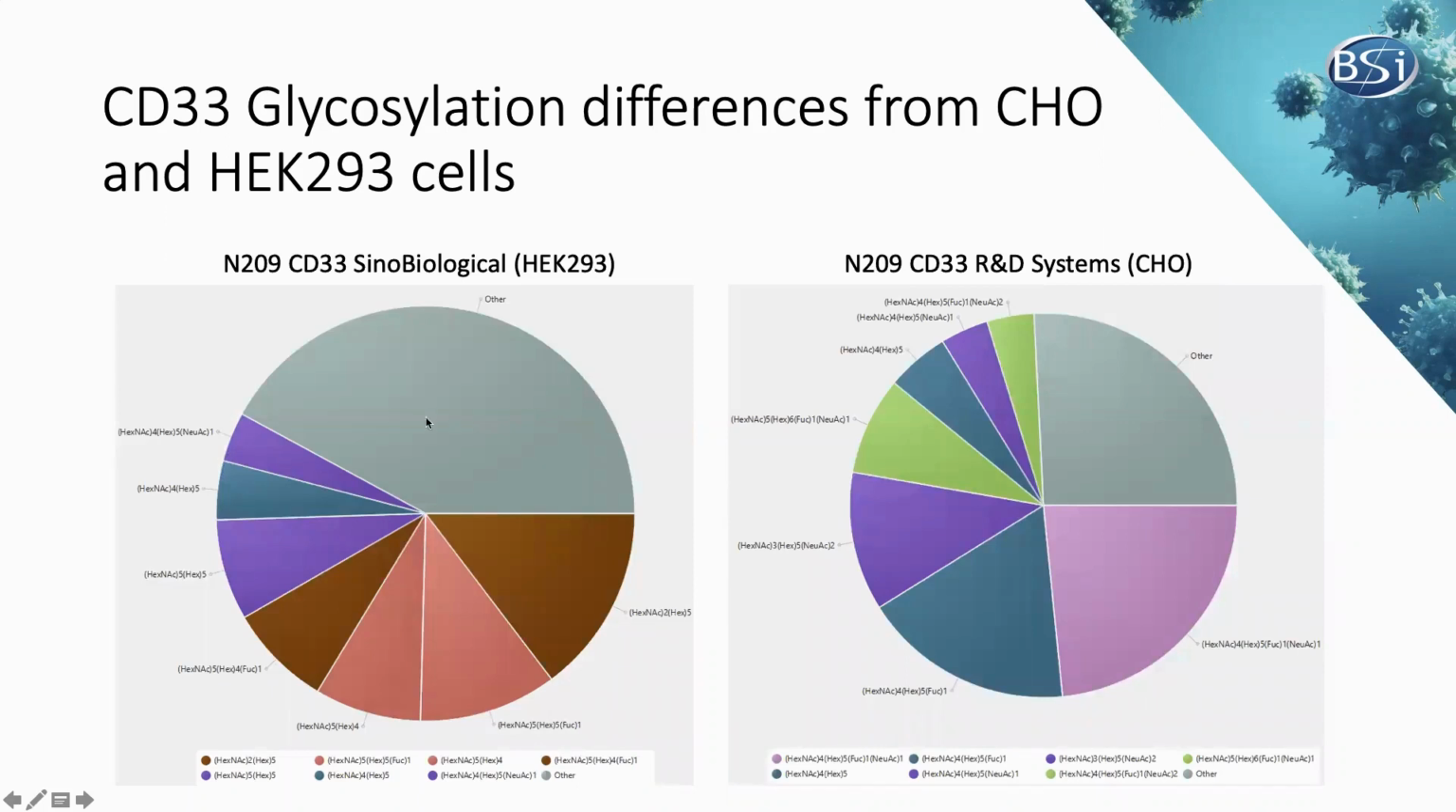And one way to look at the differences is by using this glycan site profiling tool within Glycan Module, where you can click on a specific residue. In this case, it's asparagine at 209 in CD33. And looking at this pie chart, you can see there's significant differences between the 2 expression systems. And mainly in CHO cells, we see a significant increase in fucosylated glycans present on CD33.